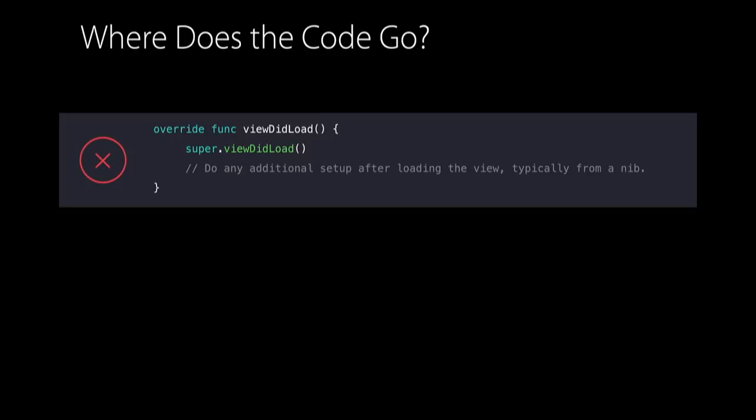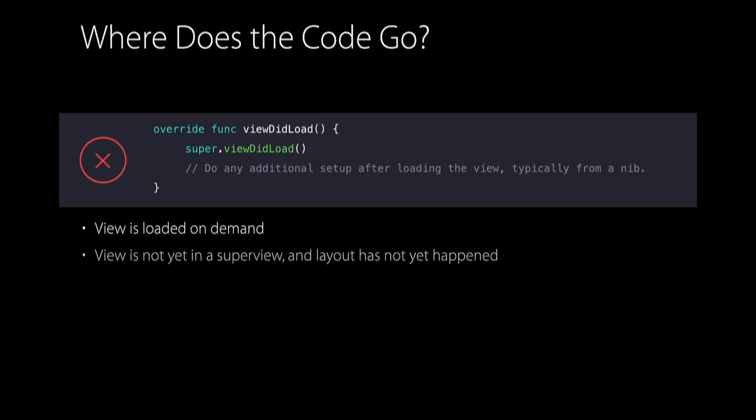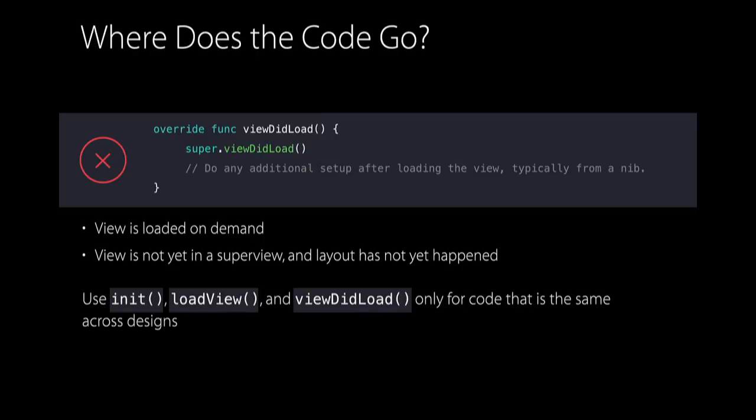The reason you don't want to do this is because views get loaded on demand. The first time something asks for that view in your view controller, this will get called. And that's very early. So we know at that time your view won't be in a superview yet. Layout won't be valid yet. So you really can't count on your view size or any parent size or traits or so on. It's just too early. So for one-time only things like initializers, loadView, viewDidLoad, you only want to put code that's going to be the same across all of your designs.